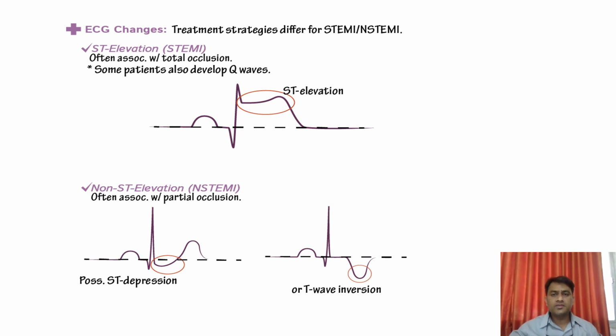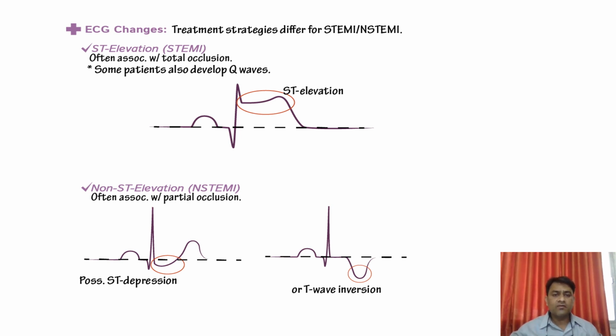So there are two types: ST elevation myocardial infarction and non-ST elevation myocardial infarction. ST segment elevation myocardial infarction is often associated with total occlusion. If you find that the ST segment is elevated, it indicates that there is a total occlusion. Some patients also develop Q waves.